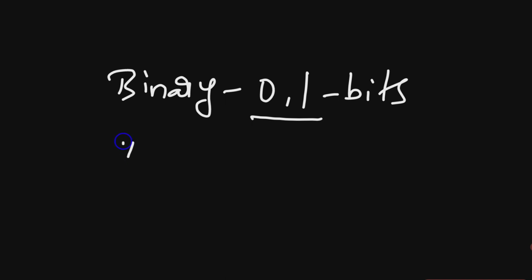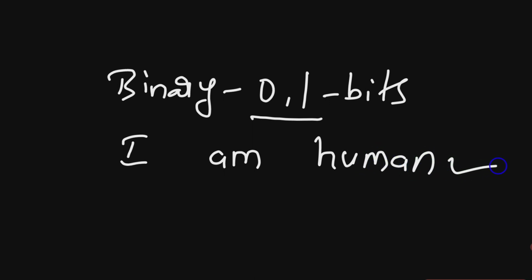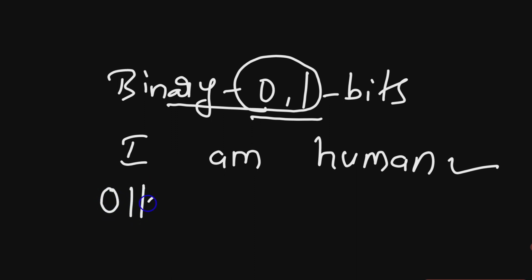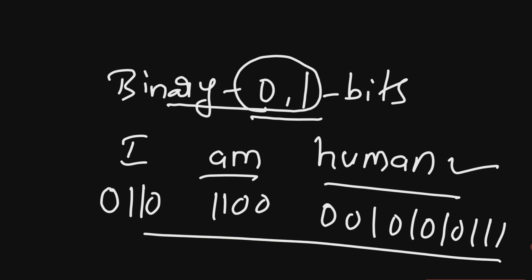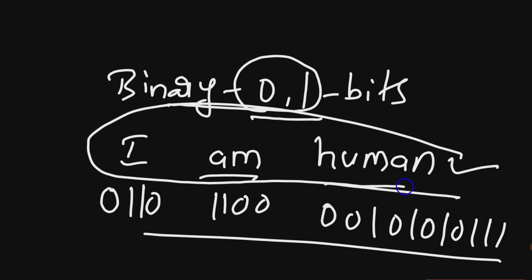Suppose I am writing "I am human." This is an English statement. If I use machine level language, that is if I write the same statement in zeros and ones, it might be like this: 0 1 1 0. "Am" means 1 1 0 0. I am just giving an example. If you write "human", maybe it might be 0 0 1 0 1 0 1 0 1 1 1, something like this. See, this is "I am a human."